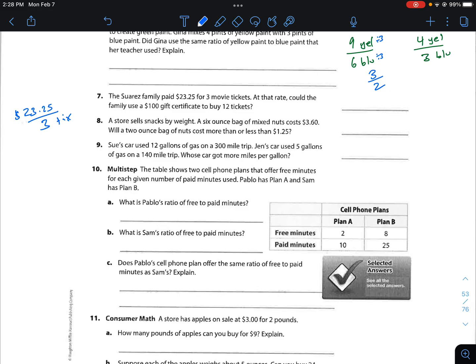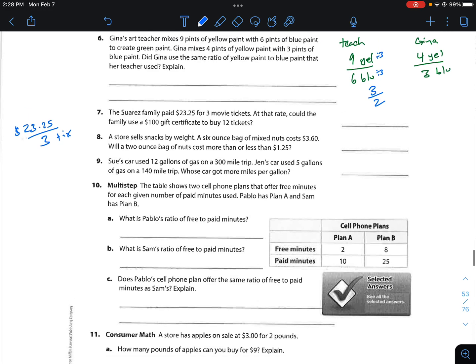And they are saying, hey, can you use $100 to buy 12 tickets? So really, you want to find out how much would it cost to get to 12 tickets? Again, you could do a double number line, you could use a table, you can use so many different methods, but how do I get from 3 to 12? And you're going to do that same pattern to the top as well. So go ahead and try that and see if the money is going to be greater than 100 or less than 100.